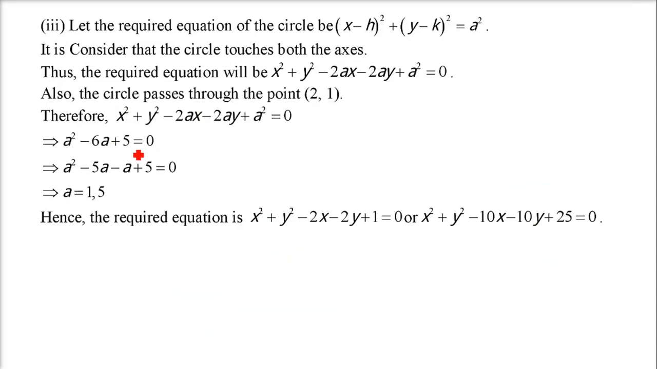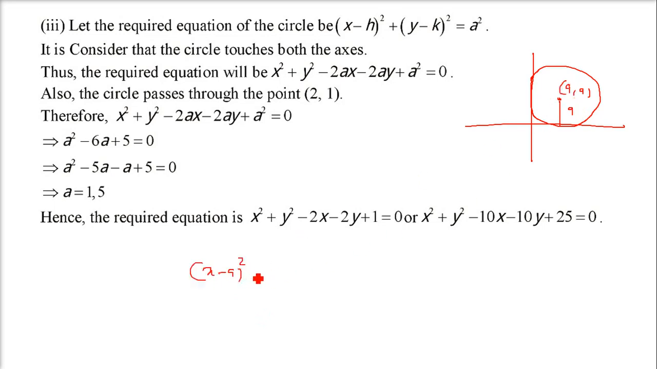The third one is saying which touches both the axes and passes through the point 2, 1. Again the same thing, we have just done a question like this, 6, 6. So it's touching both the axes. So the center will be (a, a), and the radius will be a. Just write it here. It is (x minus a) whole square plus (y minus a) whole square equals a square.